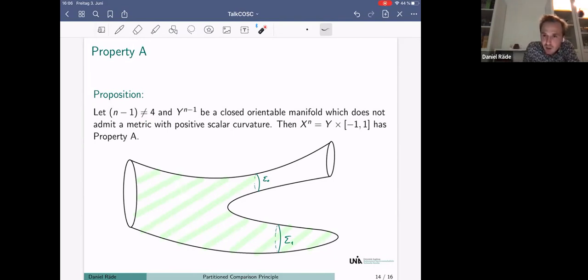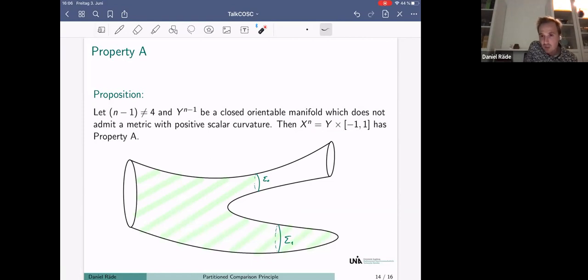But this is property A, and how do you prove this? You don't need a metric here, it's just a topological statement. You look at a separating hypersurface. It turns out that in this instance, you only need 1 component to separate, which will be the sigma 0. And then you look at the cobordism between del minus and sigma 0, which is just bounded by sigma 0 and del minus.